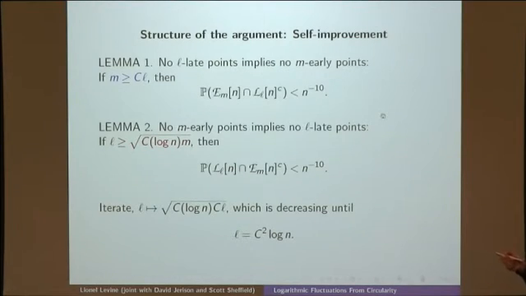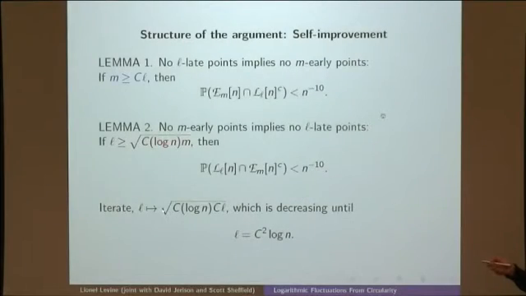But now the arithmetic is different. So you get some savings here. You only need L to be at least the geometric mean of m and log n. So if you imagine applying these two lemmas in succession and iterating, if you start with there being no L late points, and you apply both lemmas, then you'll get that with high probability there are no square root of c squared log n L late points. And this is decreasing until you get down to the scale where L is constant times log n.